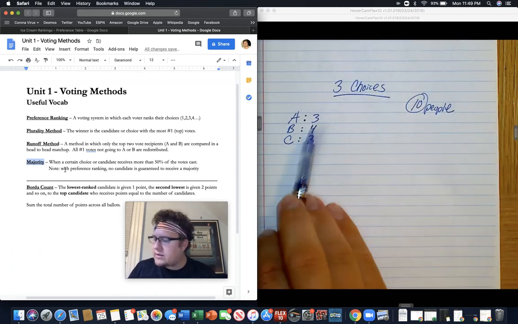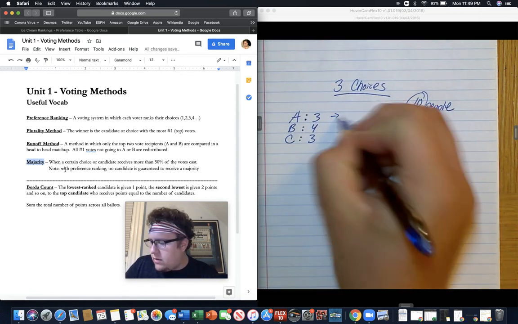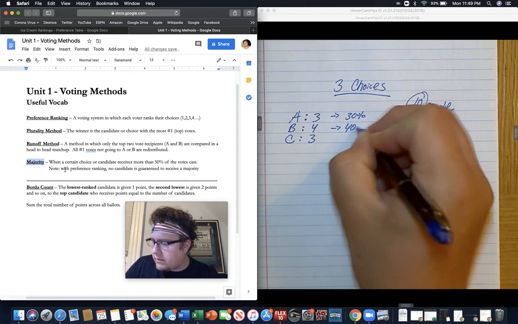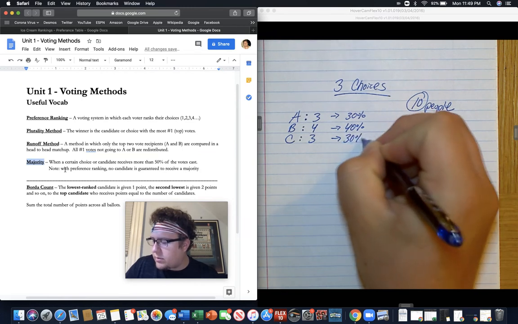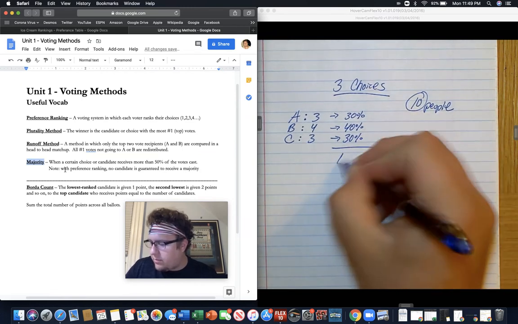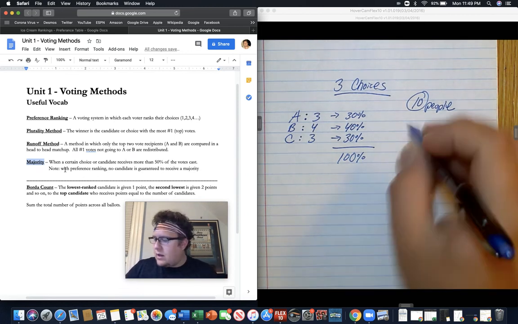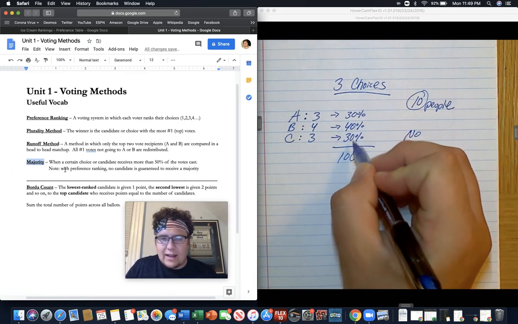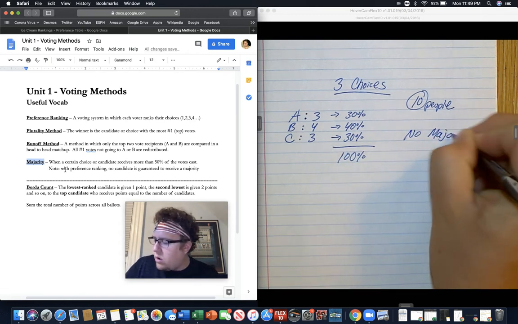So if we trace the number of votes A, B, and C received back to the 10, person A received 30% of the vote. Person B received 40% of the vote, and person C received 30% of the vote. Now, if we add those up, yes, indeed, we do get 100%. But something interesting has happened here. The fact that no one received anything higher than 50% means we have no majority.